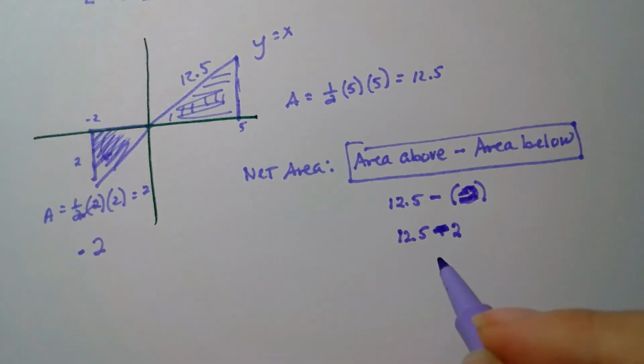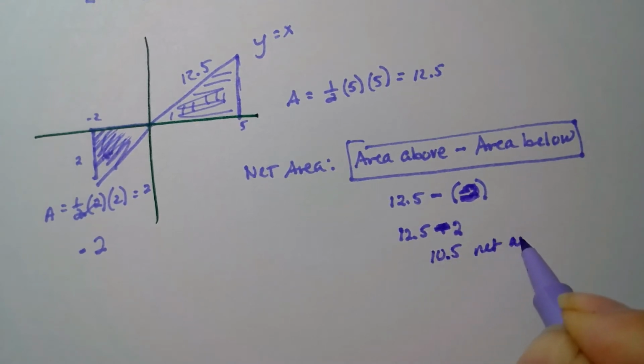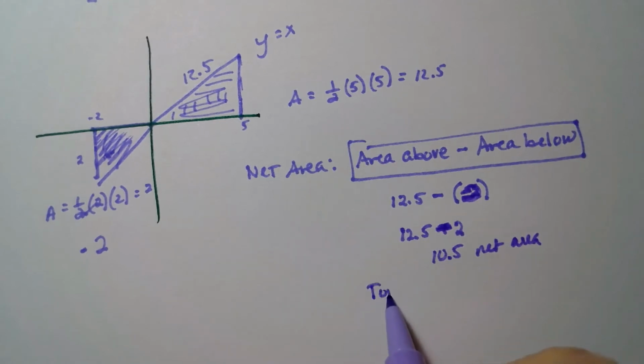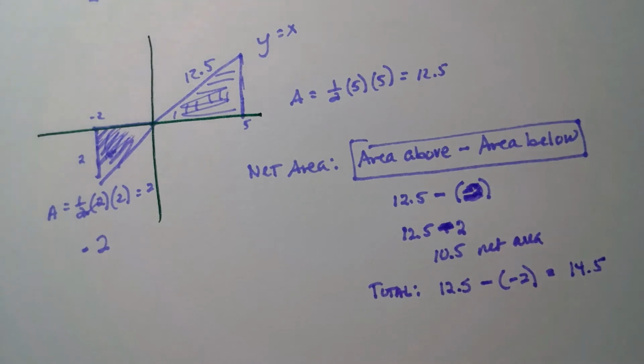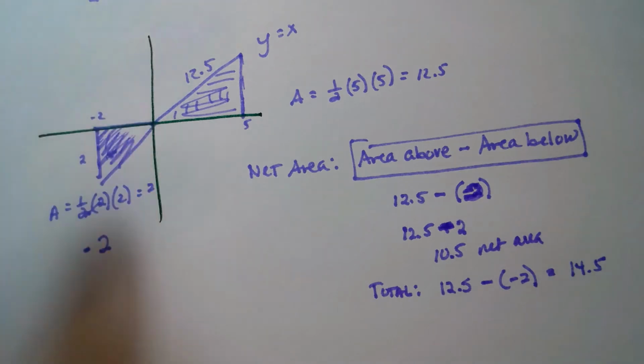So that's going to give us, if we subtract that, 10.5 as the net area. If I wanted the total area, I would add them together. So I would say 12.5 minus a -2. That becomes a plus, so we're going to have 14.5. So by changing the sign of the signed area, that's going to bring this up here and give you the total area.